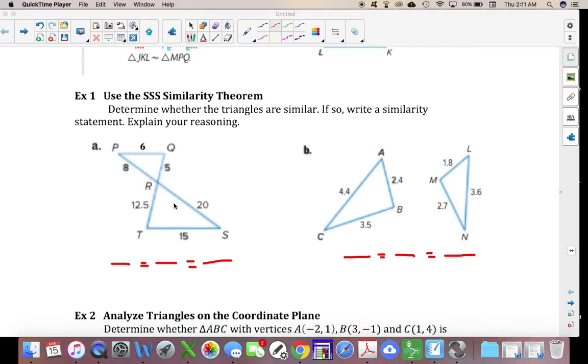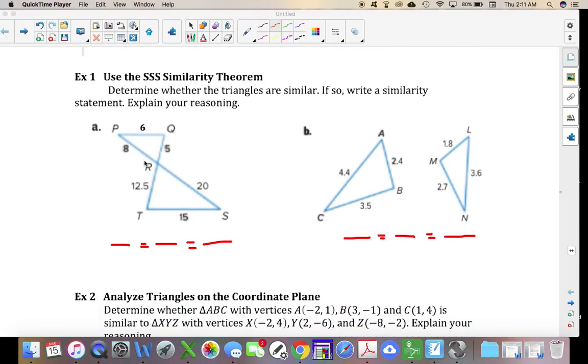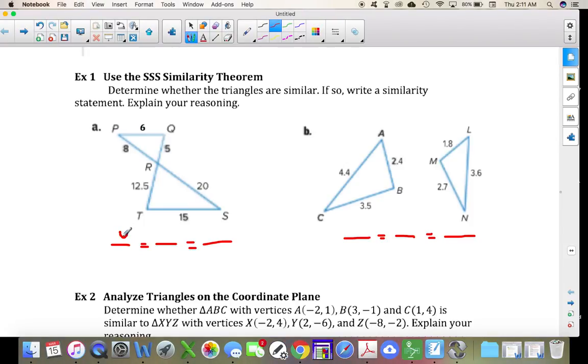So going down here in example 1, we've got part A. They want us to relate each one of these sides and see if they have the same scale factor. So I know side 6 is going to correspond to 15. Okay, so I'm going to put 6 over 15. And then side 8 corresponds to side 20, so 8 over 20. And then I have 5 over 12.5.